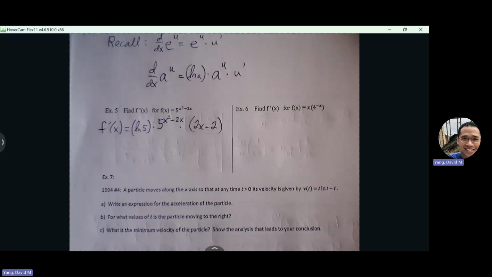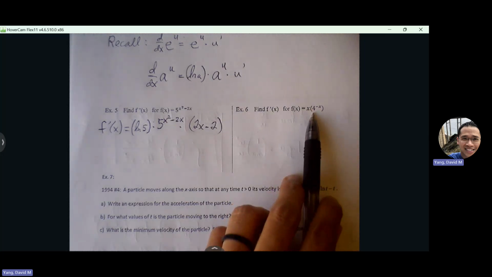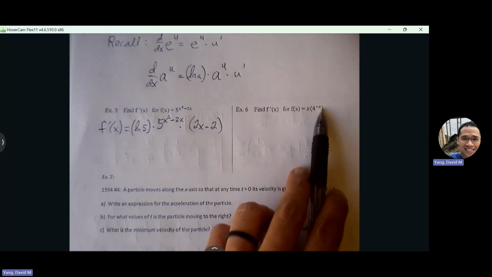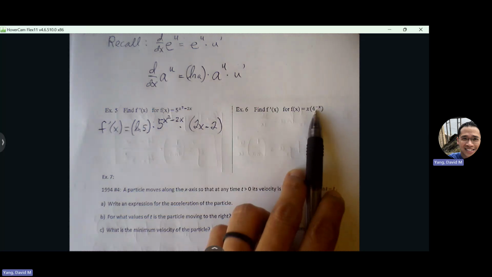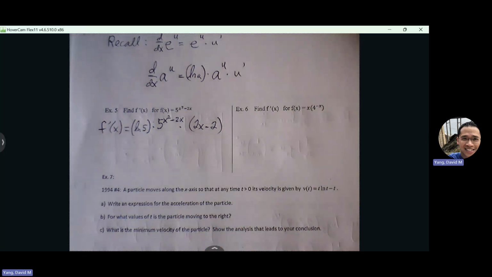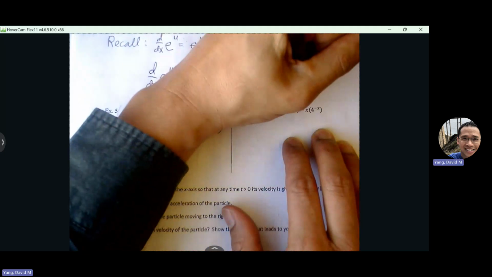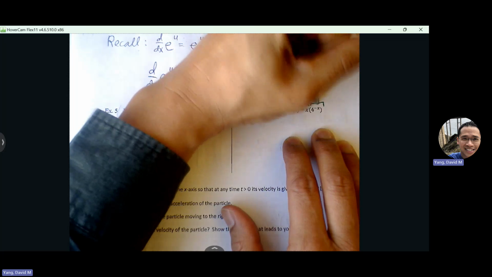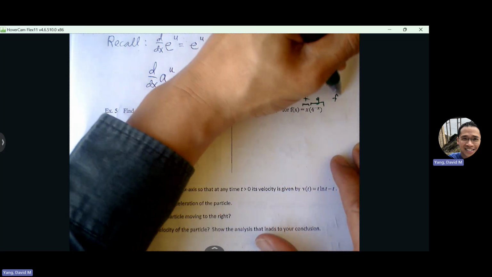Example 6, find f prime for our function x times 4 to the negative x. We see there's definitely a need for exponential function base a with that 4 to the negative x, but there's also x in front. There's something else that we have to make sure we include. What process is also involved here? X times 4 to the negative x. Yeah, we have to do a whole product rule process there. F prime g plus f g prime.